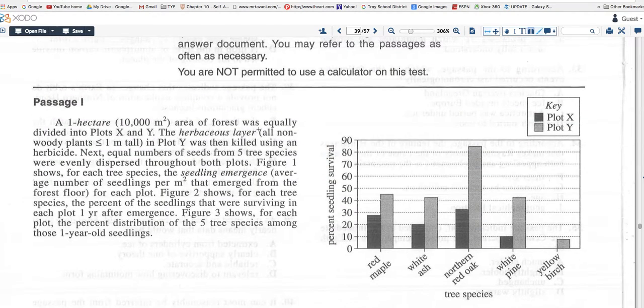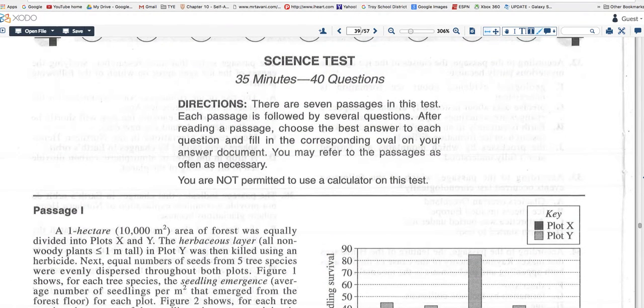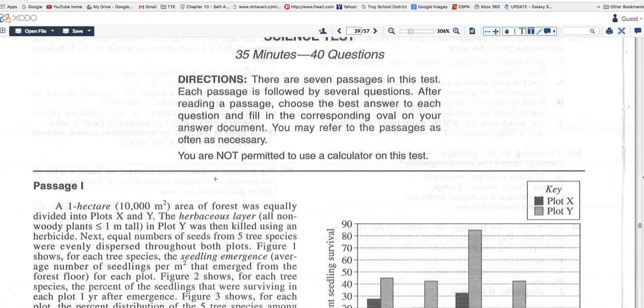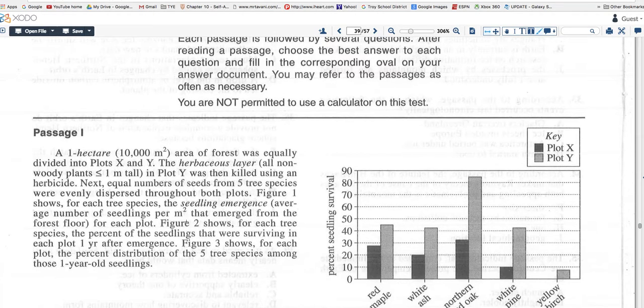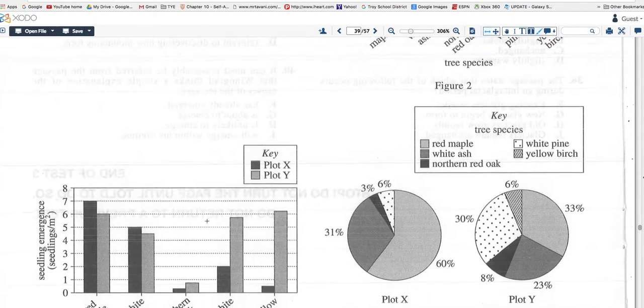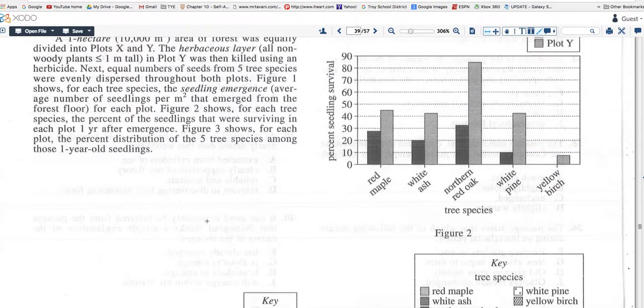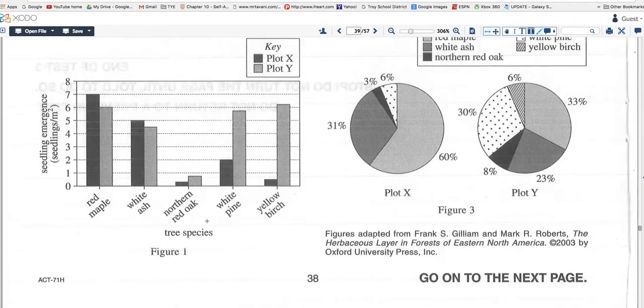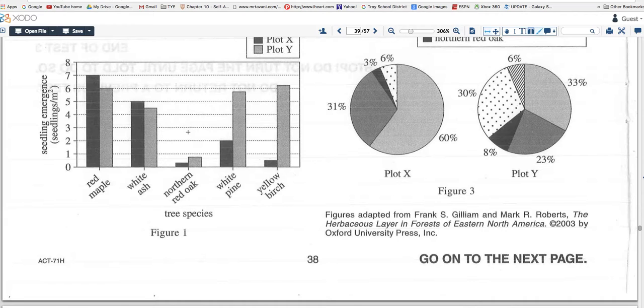Okay, so how you do this. First thing you do, you see what type of passage this is. This passage 1 is data representation. Then you take a look at the graphs and charts. Are they easy to read? Yeah, these are pretty easy to read. I don't even need to read the intro. So I'm going to go right to the questions.